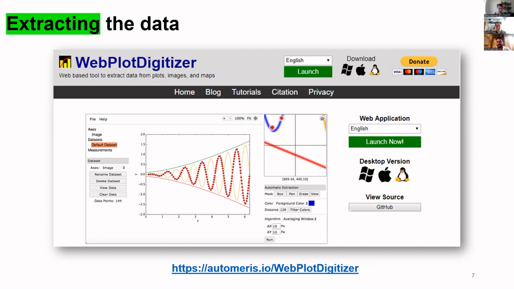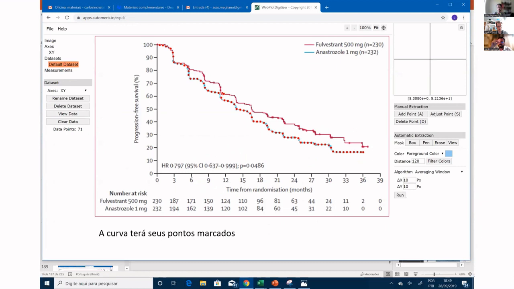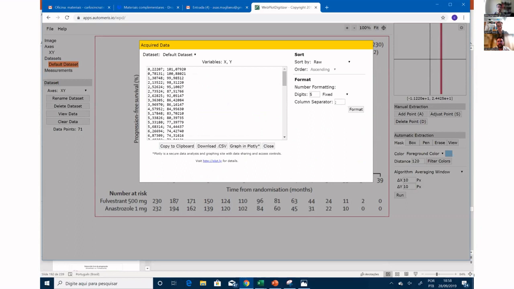I'm very happy to see that somebody has developed this. We have used the WebPlotDigitizer. It's an open access tool. There are other digitization softwares as well, but we have chosen this one because we could select lots of points of the curves, and this tool has the ability to share a CSV file with all the points and estimates. So with those estimates, we could recreate all the survival curves.